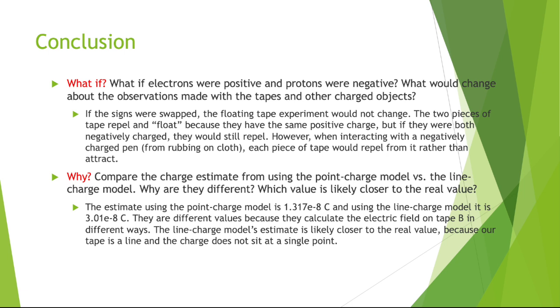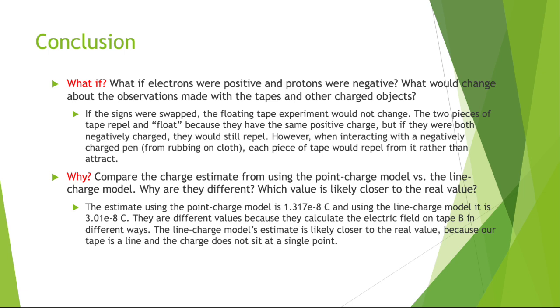Now we will cover some questions about our experiment. What if the electrons were positive and protons were negative? What would change about the observations made with the tapes and other charged objects? If the signs of the charges were swapped, the floating tape experiment would still work. The two pieces of tape repel each other and float because they had the same charge, which is positive, but if they were both negatively charged, they would still repel. It's just that their charge would be negative.